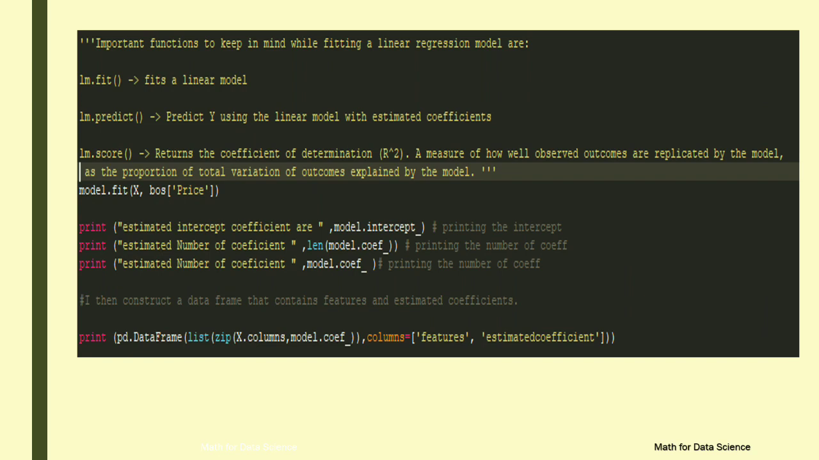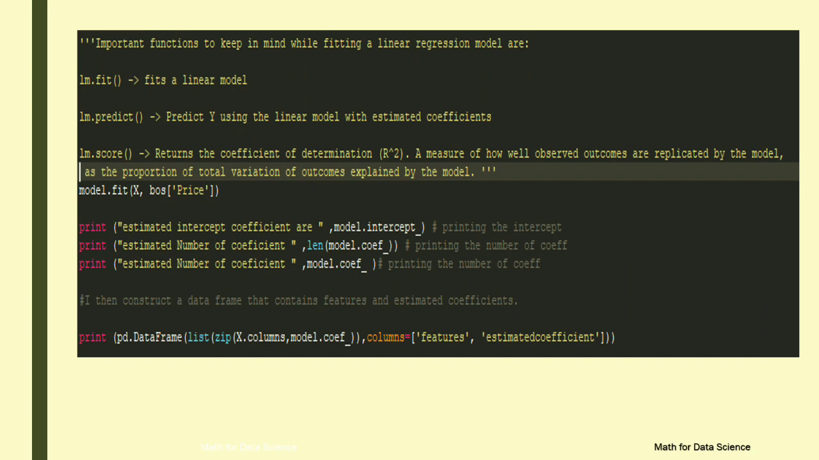I have now fitted the model. Two variables are given, x and the output. Output is house price, that is my y variable. And now I have tried to print the intercept, that is, if you remember the equation, y is equal to mx plus c, the c was the intercept. This is called the intercept.